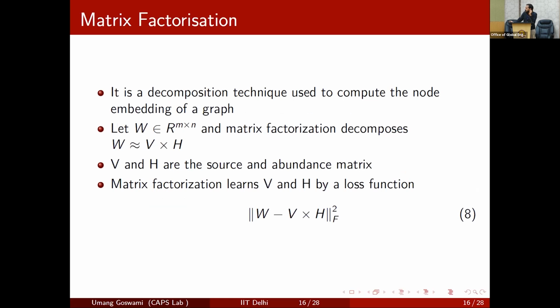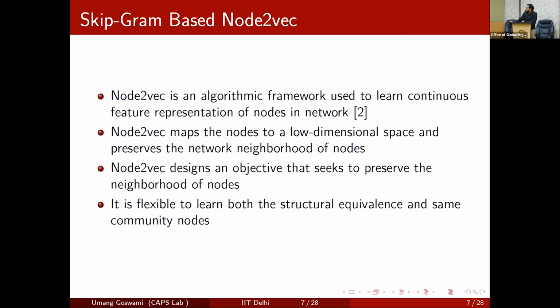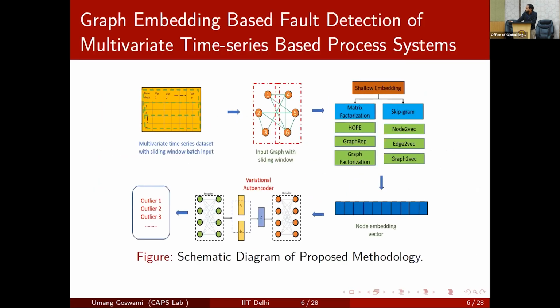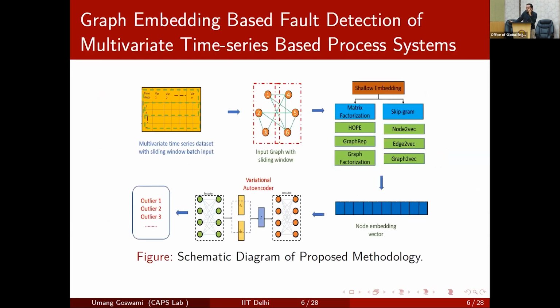Now coming to the other part, as I have already shown, we are going to discuss the matrix factorization technique. We have already covered the skip-gram techniques. We have not covered edge2vec and graph2vec because we are mainly focusing on the node-centric approaches. That's why we have taken node2vec and DeepWalk. Edge2vec, same thing, we just embed the edge into numerical vectors.